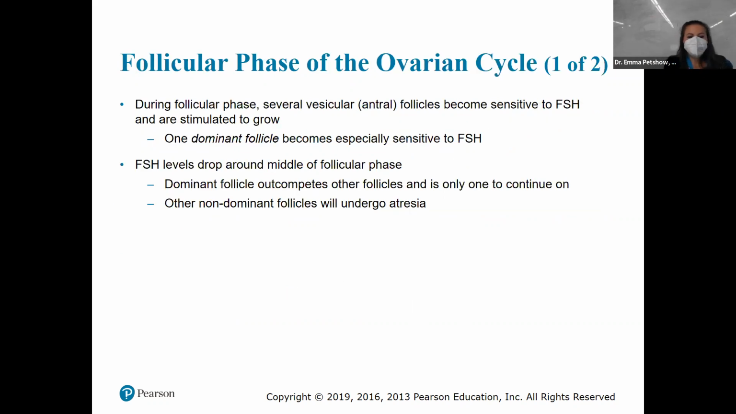During our follicular phase, several different vesicular or antral tertiary follicles become sensitive to FSH and grow. From there, that's when one dominant follicle becomes especially sensitive to FSH. And then in the middle of our follicular phase, FSH levels are going to drop off.